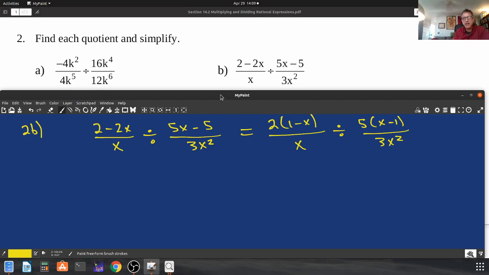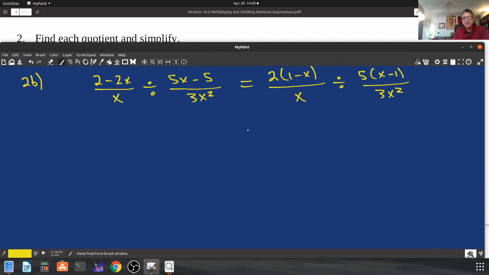So now let's go ahead and let's divide it. I'm going to change my division sign to a multiplication sign and write the reciprocal of the second term in my division.